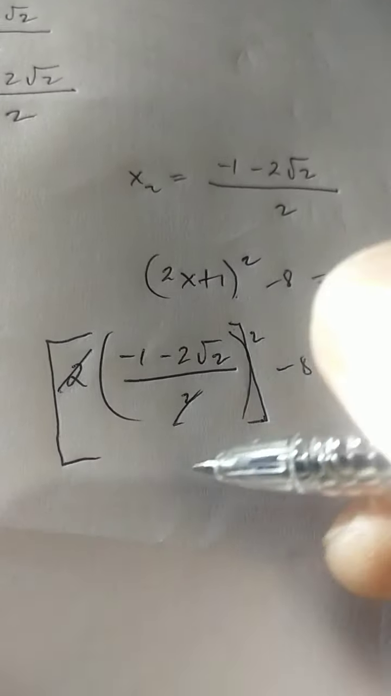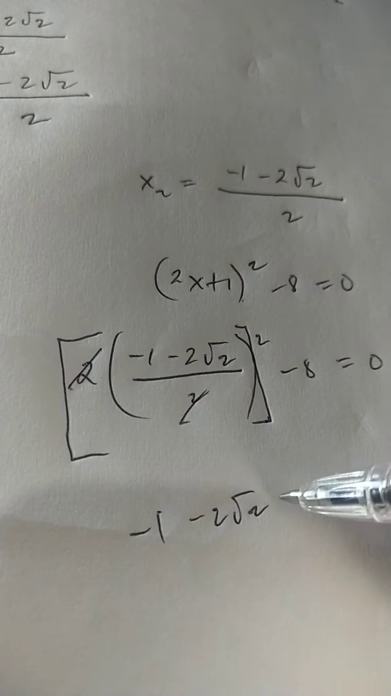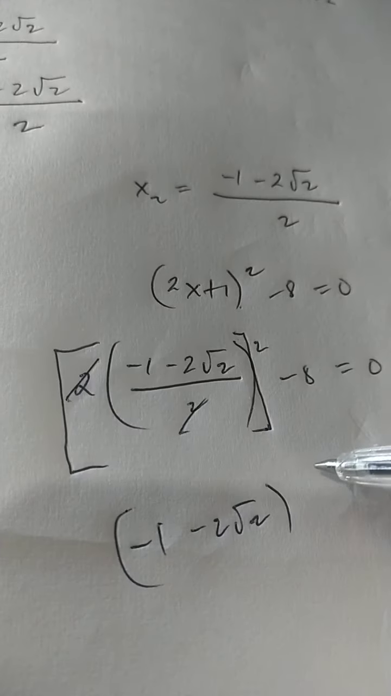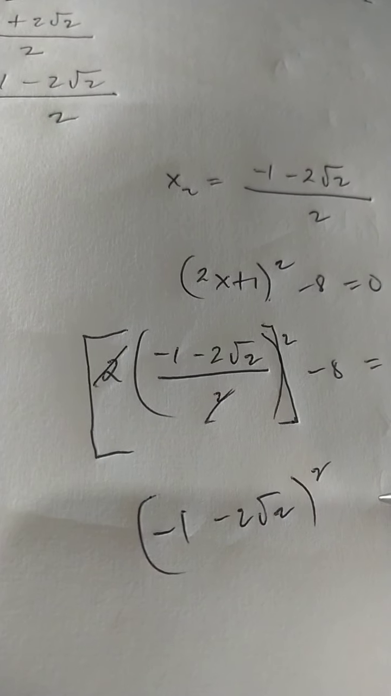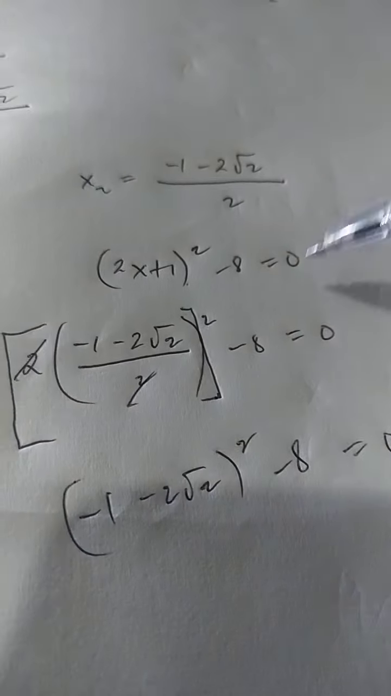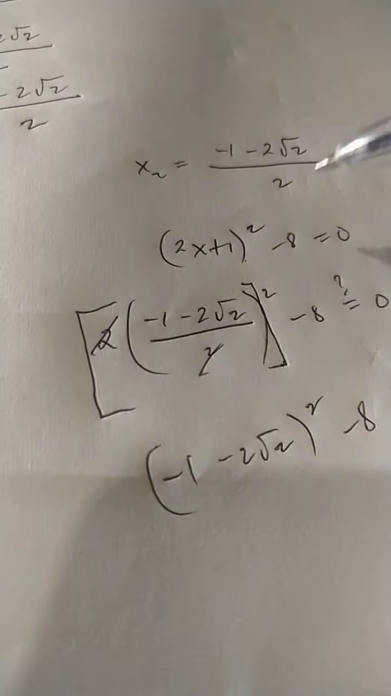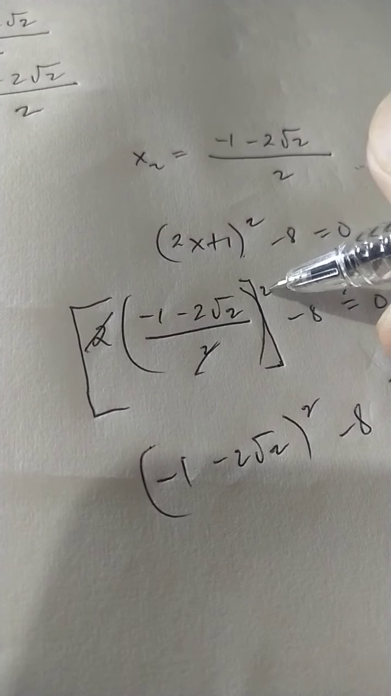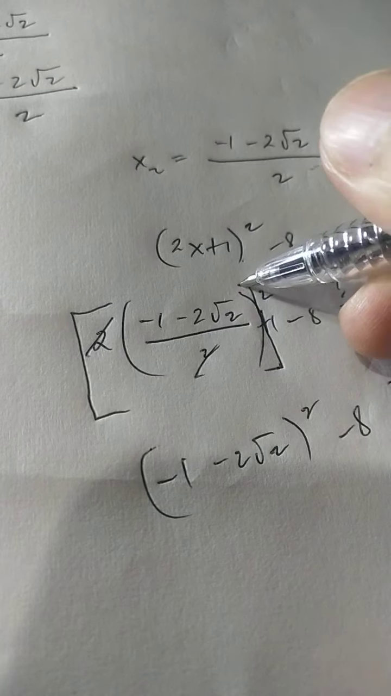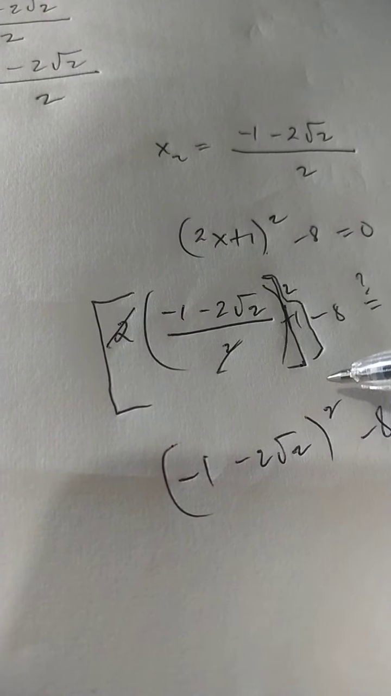Ang natira, we have negative 1 minus 2 square root of 2 square minus 8 is equal to 0. I forgot the question mark. May mali ito, no? May mali. Dapat may na-omit dito. May plus 1 pa yan dito sa loob. Yan. Plus 1.